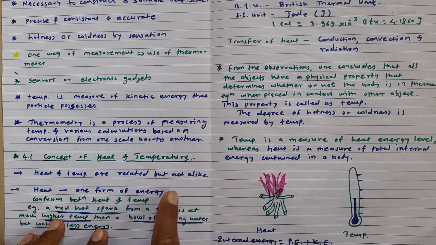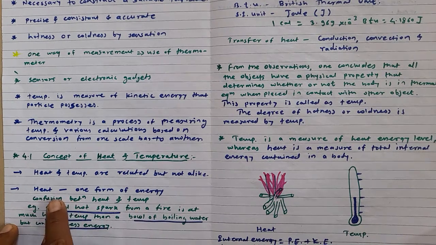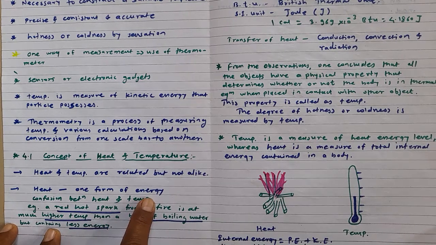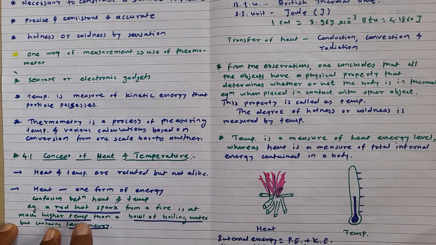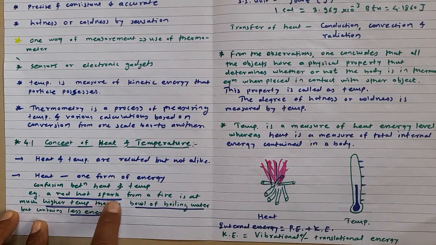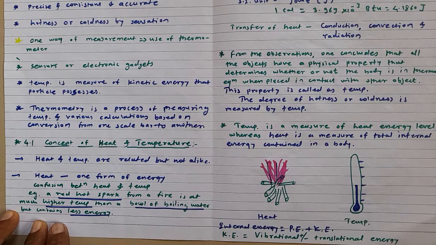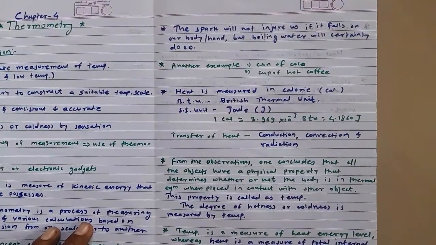So the difference between heat and temperature, we are going to understand within this topic, right? So what is heat? Heat is generally one form of energy. We generally get confused between heat and temperature. An example I can give you here: a red hot spark from a fire is at a much higher temperature than a bowl of boiling water, but it contains very little energy. So what happens exactly inside it?